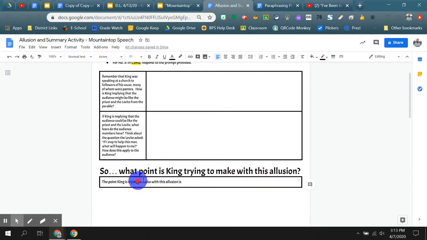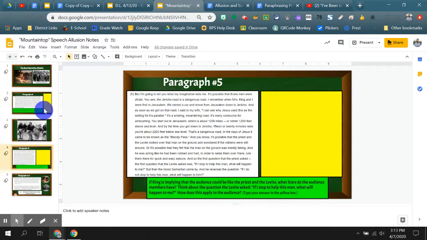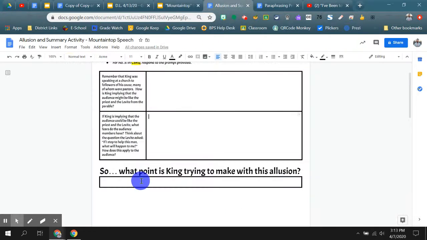Okay, so just to recap, you're going to copy and paste your two responses from today's Google Slides, the notes that you took, in the first two boxes, and then in CSRQ, you're going to answer that last question, make all the connections. What point is King trying to make by using the allusion of the Good Samaritan in this speech?